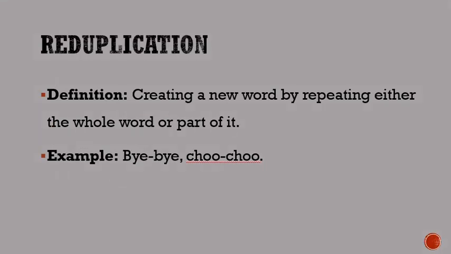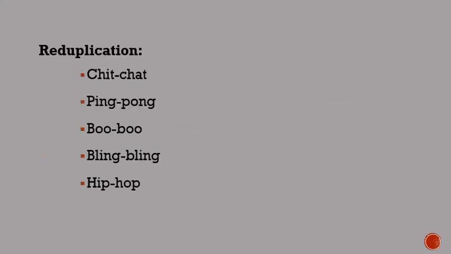Now we learn about reduplication. It means creating a new word by repeating either the whole word or part of it. So we repeat the whole word or part of it. For example, bye-bye. The whole word bye is repeated again to create a new word. Instead of saying bye, we say bye-bye. We'll see some more examples. Chit chat, ping pong, boo boo, bling bling, hip hop. These all are examples of reduplication. We duplicate the same word or certain parts of it.